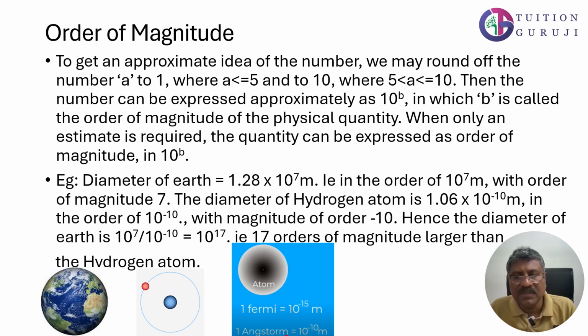For example, the diameter of earth is 1.28 into 10 raised to 7 meter. That is, it is in the order of 10 raised to 7 meters. Since it is 1.28, which is less than 5, that will be ignored and considered as 1. So it has an order of magnitude 7. The diameter of hydrogen atom is 1.06 into 10 raised to minus 10 meter, in the order of 10 raised to minus 10 meter, with order of magnitude minus 10. And the diameter of earth is 10 raised to 7 by 10 raised to minus 10, which is equal to 10 raised to 17. That is 17 orders of magnitude larger than the hydrogen atom.